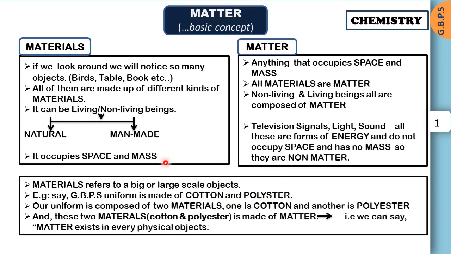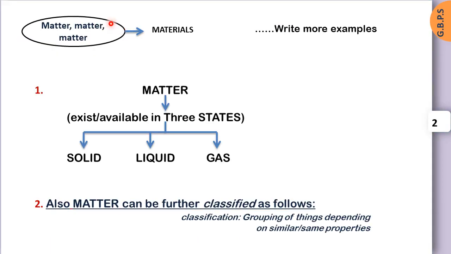That means we could say in our world there are different kinds of materials which are made up of matter, or there are millions of matter which form materials. That is, matter exists in every physical object. Here is a diagram. Matter as a whole we call as materials. Now you guys could try some more example of matter and materials.